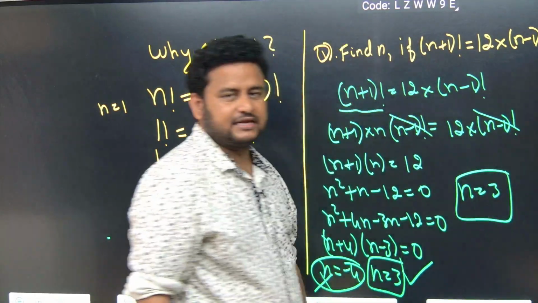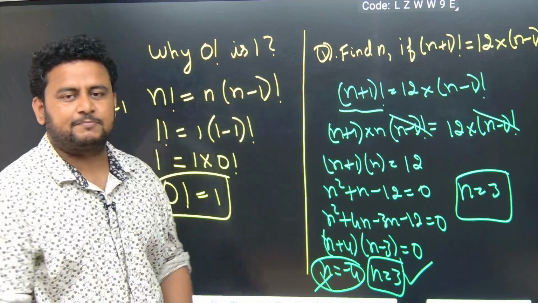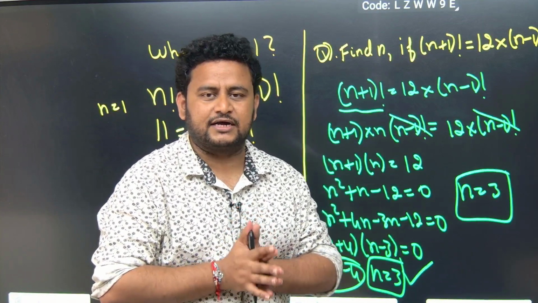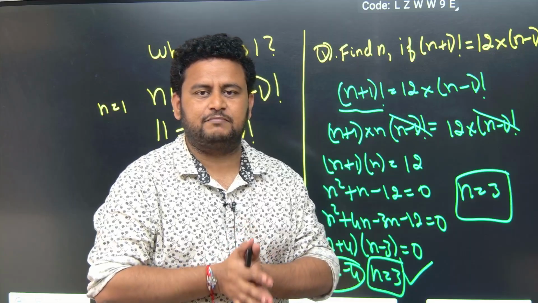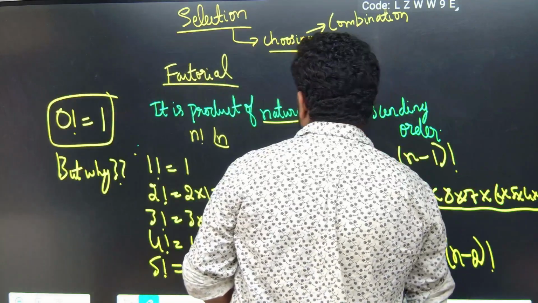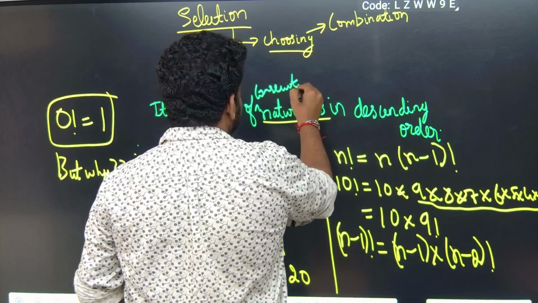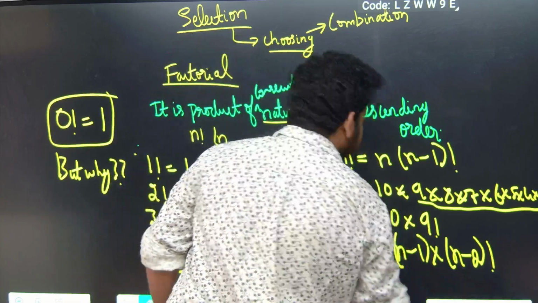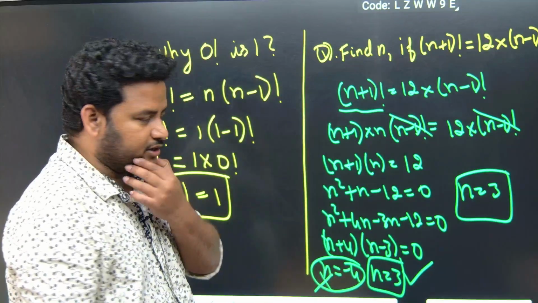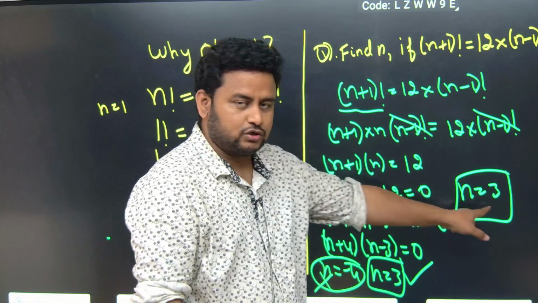Understood, friends? Why n is equal to 3? That's why I told, when I gave the factorial definition, that it is a product of natural numbers in descending order. I should also add one word: consecutive. It is a product of consecutive natural numbers in descending order. So that is the meaning of it. That's why the word natural numbers is important. So that's why n is equal to 3.